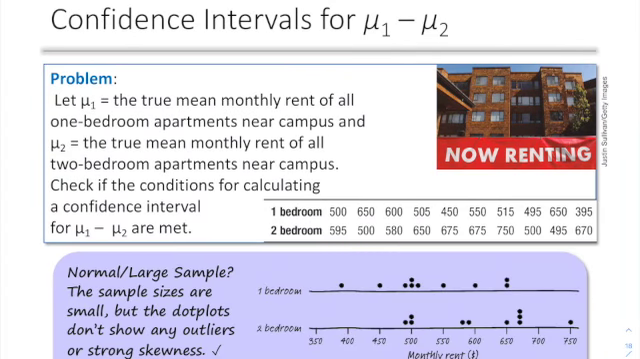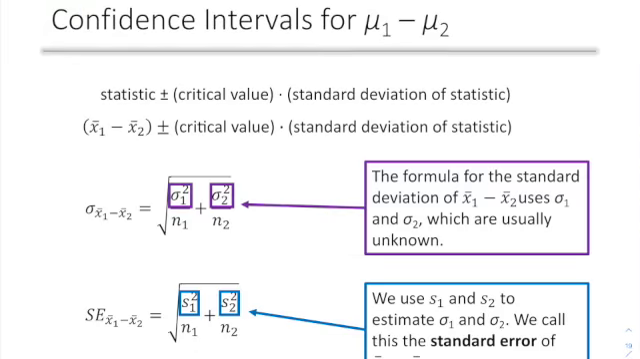And it's not a large sample, and we don't know about the population distribution, so we graph the data that's given to us. The sample sizes are small, but the dot plots don't show any outliers or strong skewness, so we can move forward. So let's talk about the confidence interval. Remember, on your formula sheet, you have statistic plus or minus critical value times standard deviation of the statistic. So now we need to replace what the statistic is. That is the difference of the sample means.